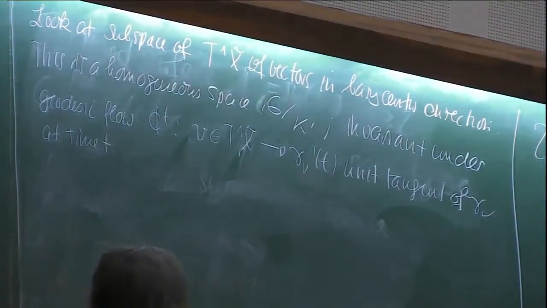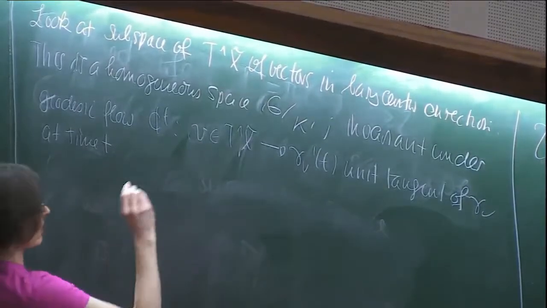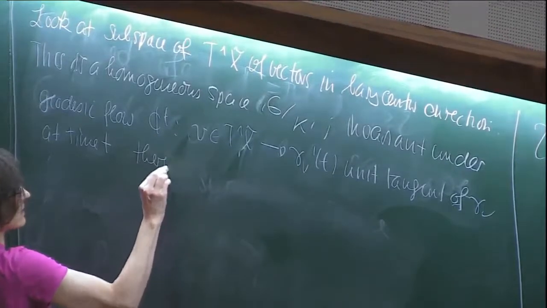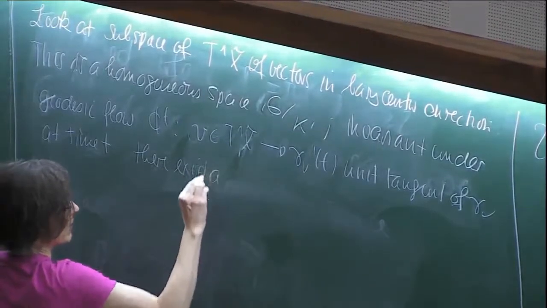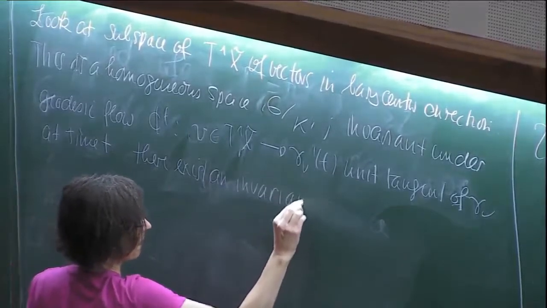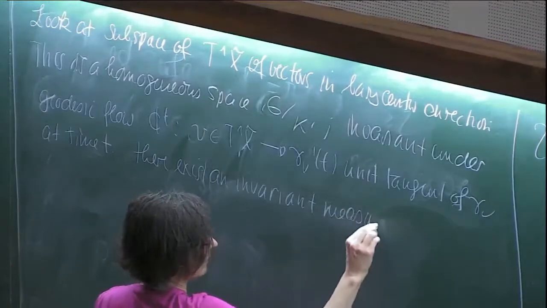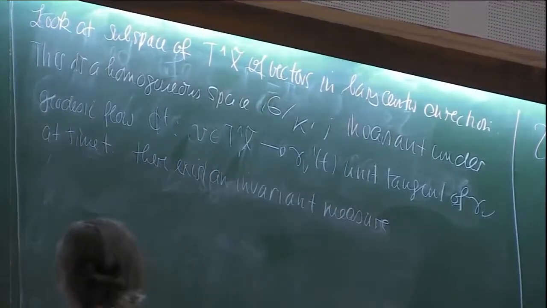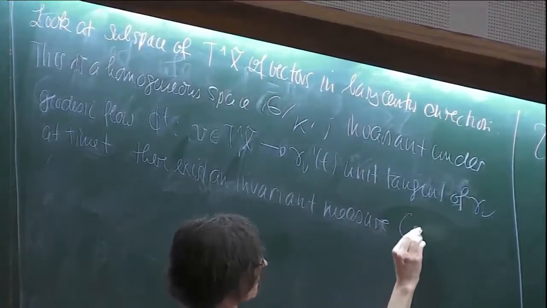Now, this is not a manifold because, as you can see, there are these sectors that are in the way of having a manifold. But it's nice. It's a homogeneous space. A homogeneous space doesn't have to be a manifold, nevertheless. But once you have a homogeneous space, there exists an invariant measure. Flow invariant.